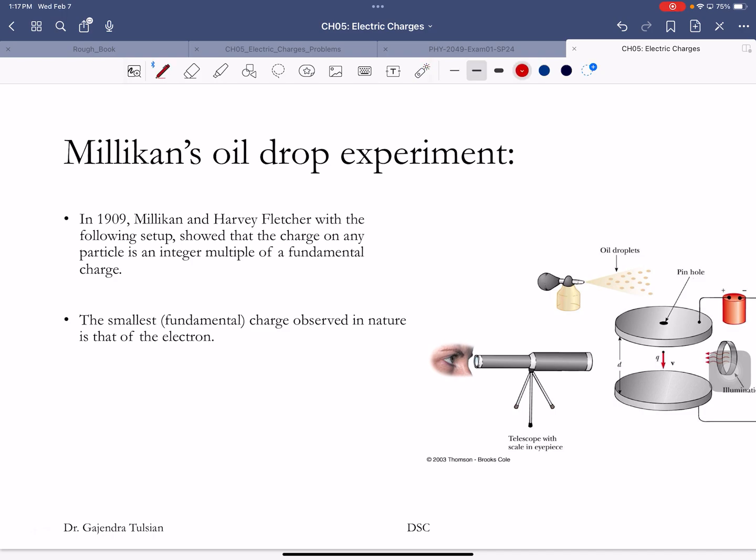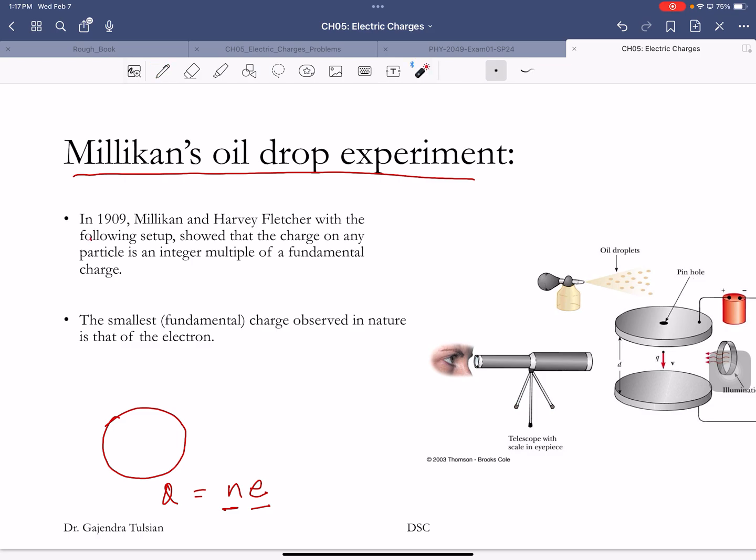Now, we said that you go find any charged particle, and what we find is that its charge is always an integer multiple times the electron charge. Mr. Millikan established this. This was in 1909, and he won a Nobel Prize for that. And here's what the experiment was about. Here's how he did the experiment. So he had a spritzer, and he would spray oil droplets.